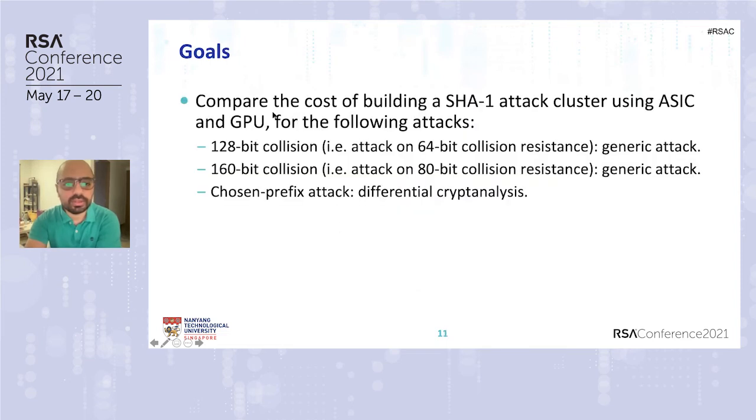So the goal is to compare the cost of building a SHA-1 attack cluster using ASIC and GPU according to the following three attack scenarios: generic 128-bit collision, generic 160-bit collision, and implementing the chosen prefix attack that was already implemented on GPU.